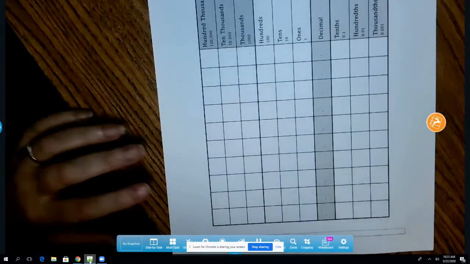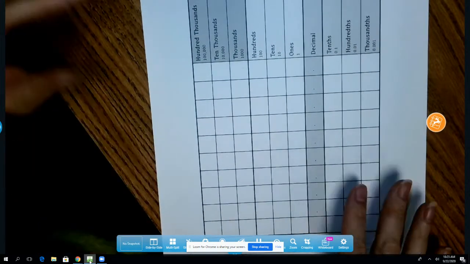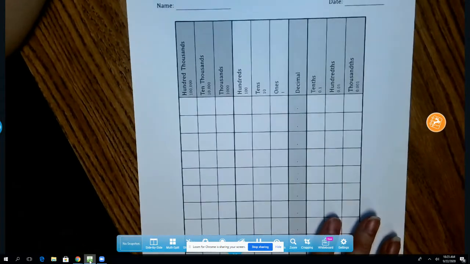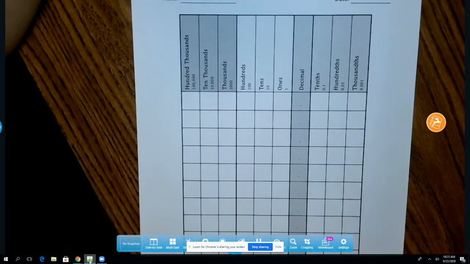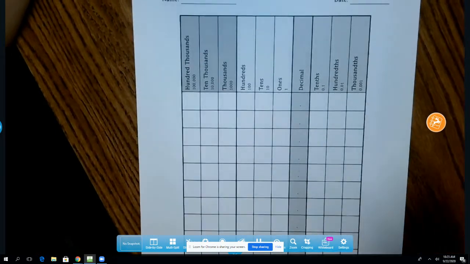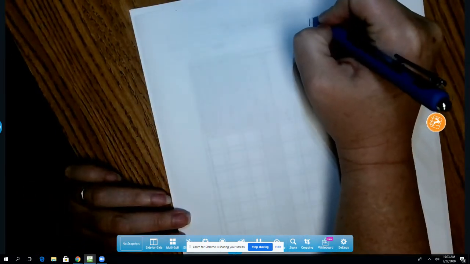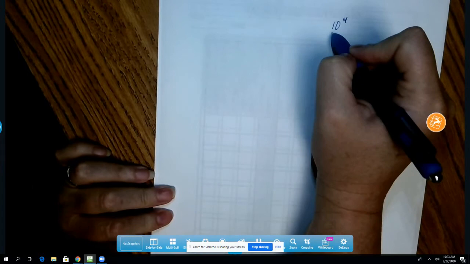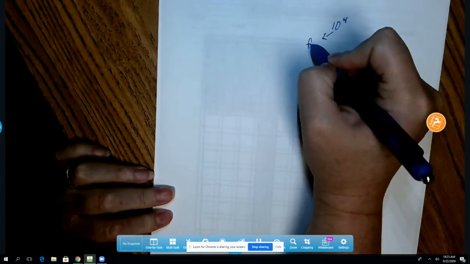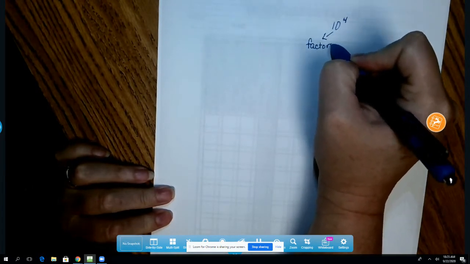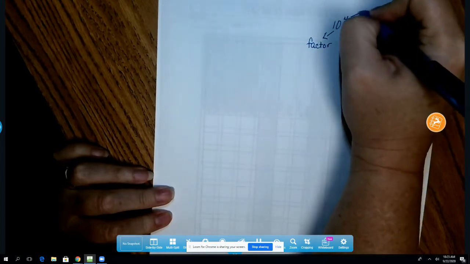Morning, boys and girls. So today in lesson 3, we're talking about exponents. And exponents are really just ways of talking about multiplying the same number a different amount of times. If I have 10 with the exponent of 4, okay, 10 is my factor. You'll hear it called that a lot. And 4 is the exponent.